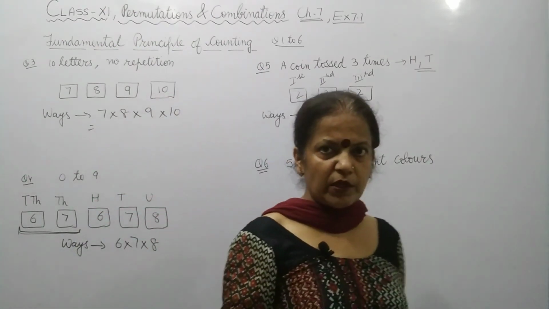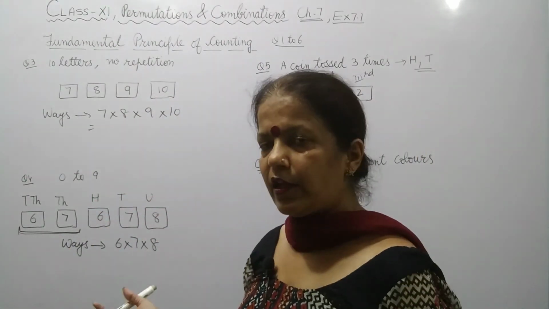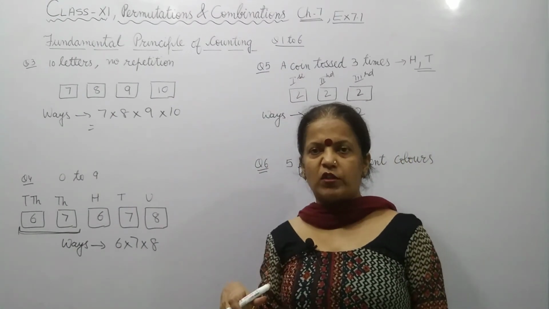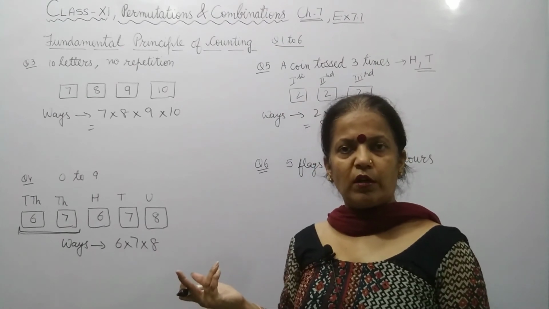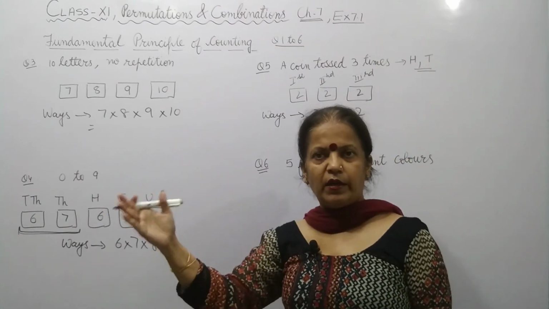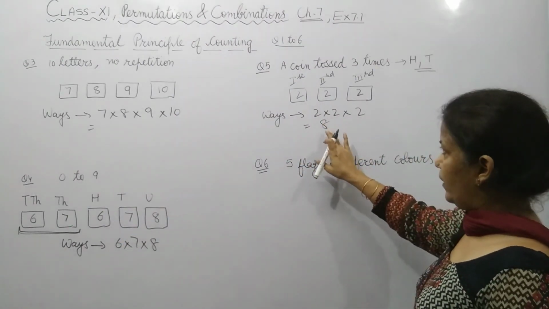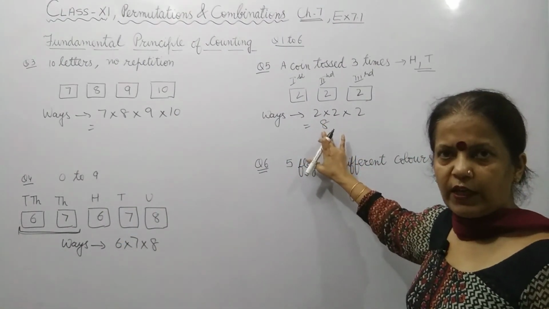And this concept we did in 10th class also. If a coin is tossed 3 times or 3 coins tossed once, so what will be the total number of cases? Like head, head, head, head, tail, head, tail, tail, tail. Like that we were getting 8 cases.